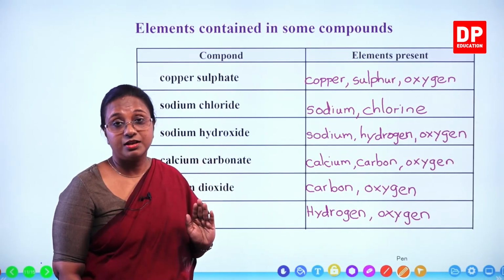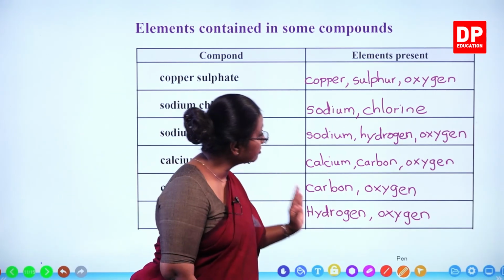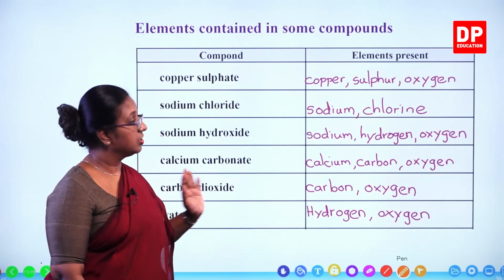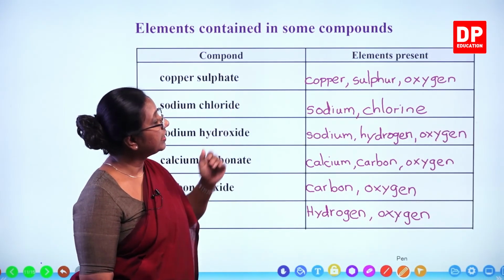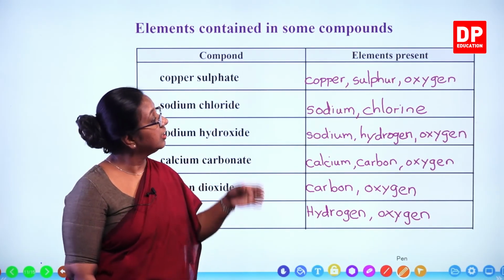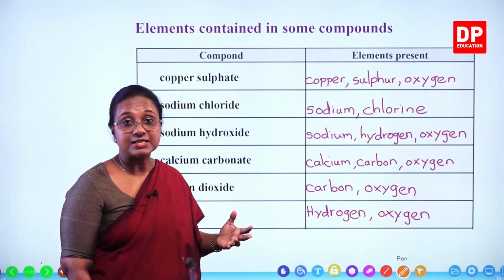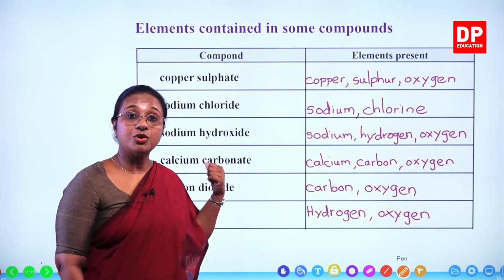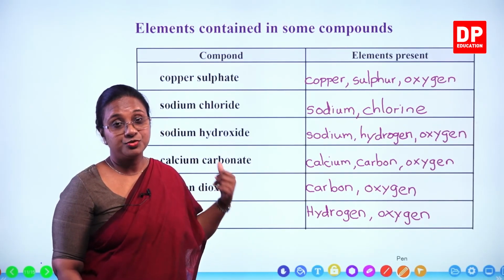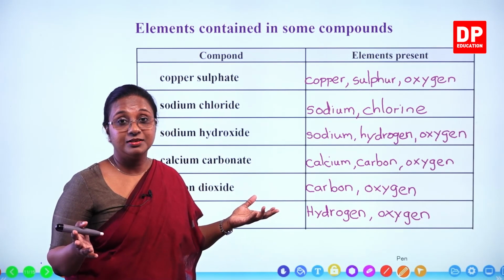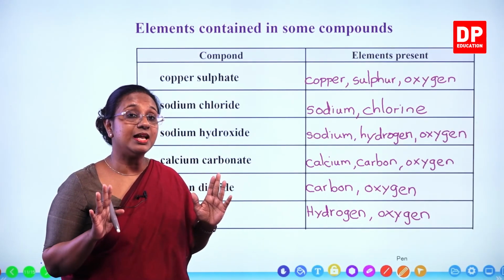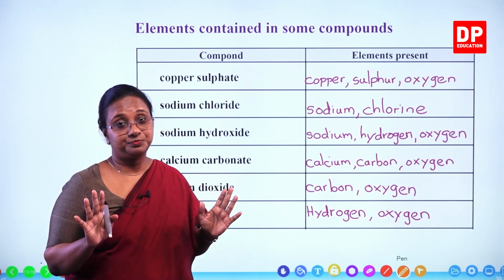So in all these, the elements make up the compound and they combine chemically in a fixed ratio. The properties of these elements are different from the properties of the compound. So even in the first one, copper is a reddish brown color solid. Sulfur is a yellow color solid. Oxygen is a gas. Whereas copper sulfate you saw in the picture, blue color crystal-like solid. So the properties are different. I'm sure you all can understand what elements and compounds are now clearly.